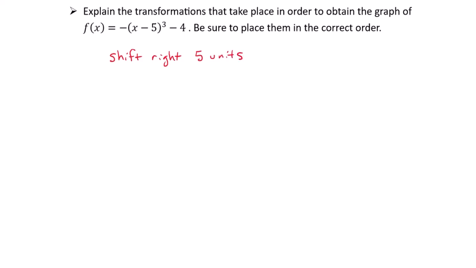Okay. And then multiplication by this negative sign right here. So that means we're going to take this and reflect it over the x-axis. Okay. And then this minus 4 means another shift. We're going to shift this down 4 units. And so this is your f of x equals x cubed graph with these transformations applied.